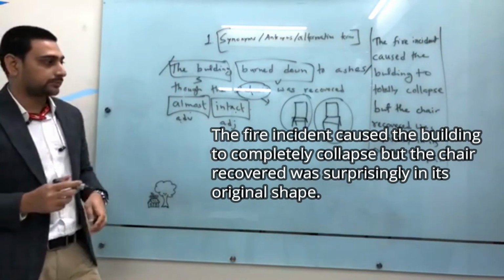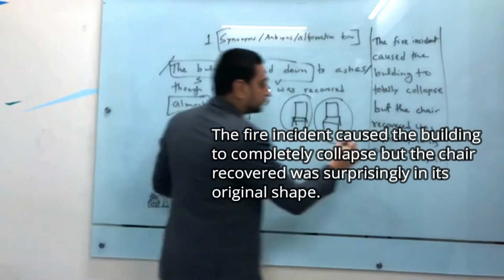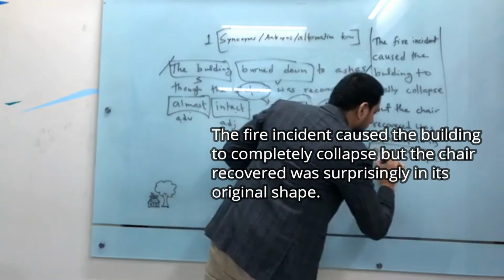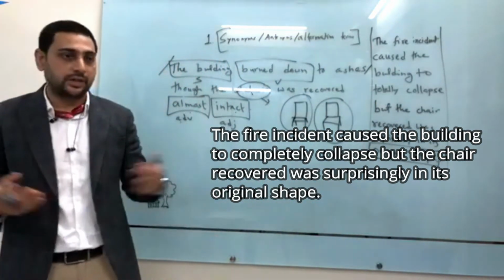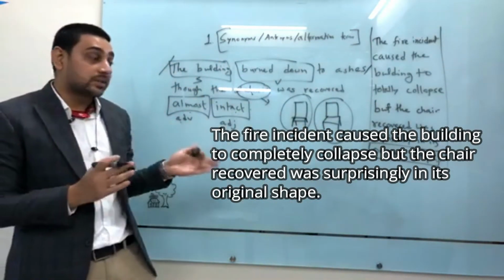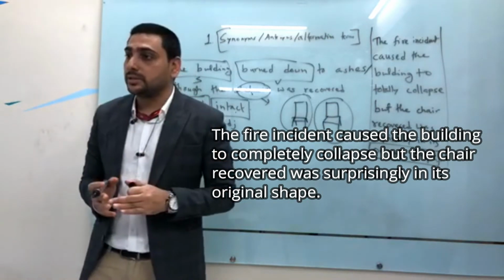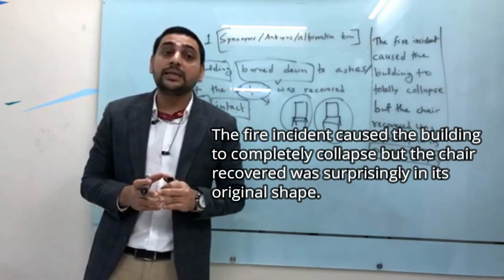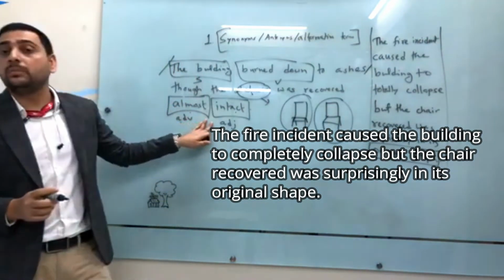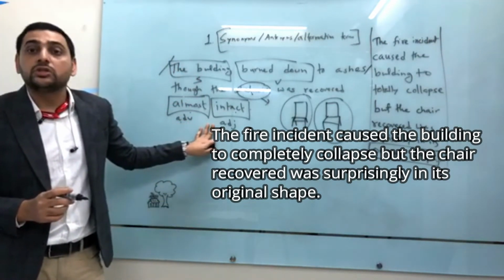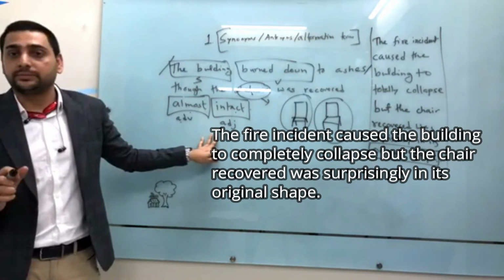No. Why not? Because it's in original shape. It's original shape, or say original condition, right? Shape or condition, whatever. But it was surprisingly in its original condition or shape. That means it was intact, right? But the problem here is that it was almost intact. So, is it false or not given?